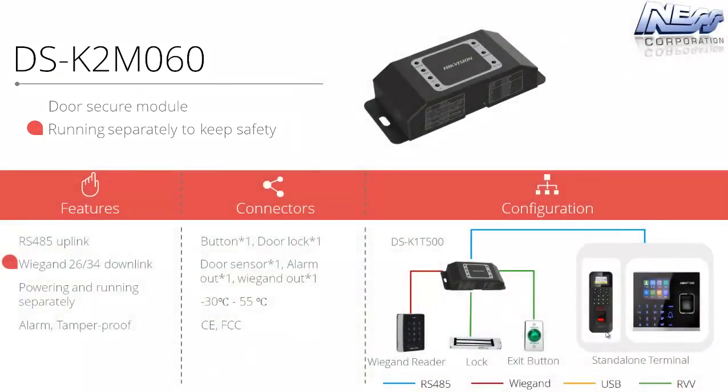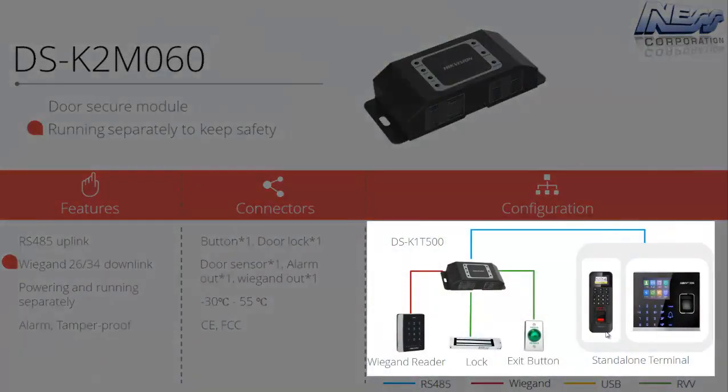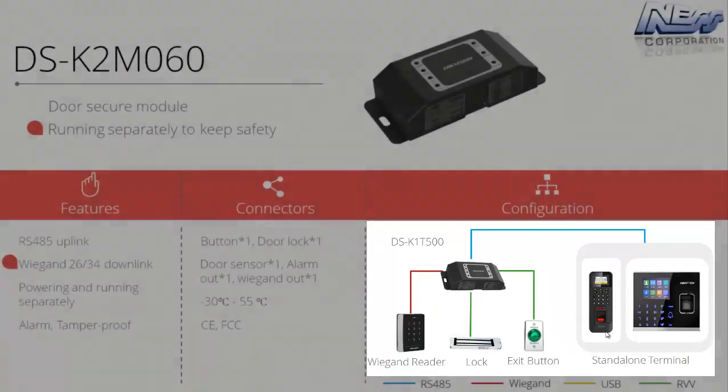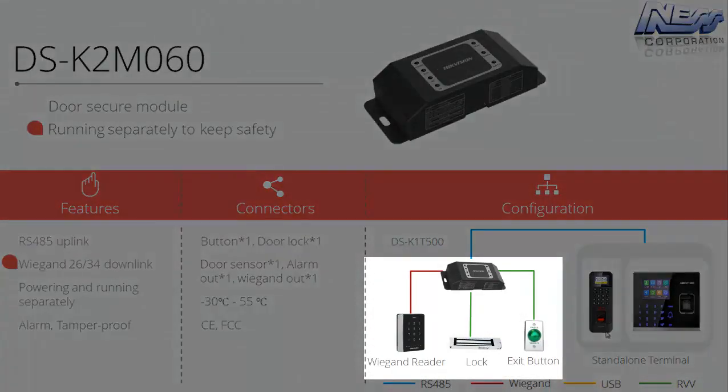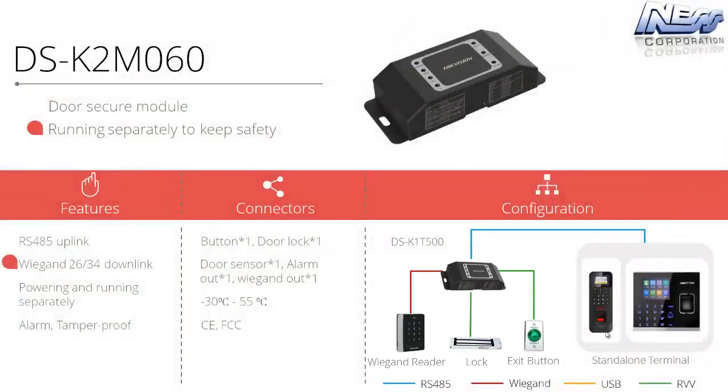module communicates with the terminal or the intercom door station via RS485, which is encrypted. Then from this secure module, which is on the secure side of the door, there's a lock output, an external input for exit buttons, an external input for additional card readers, etc. So it keeps everything secure on the secure side of the door.